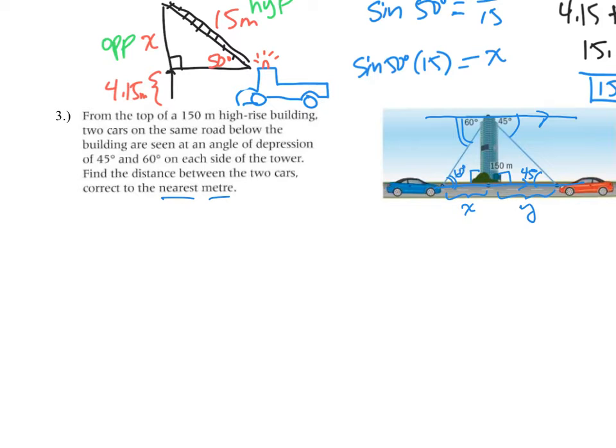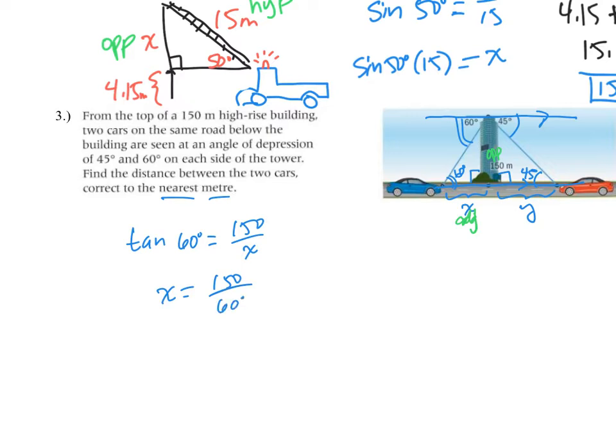So now, to find x, let's look at x. With respect to the 60-degree angle, the 150-meter tower is the opposite side, and x is the adjacent side. So opposite, adjacent, that's going to be tangent. So the tangent of that 60-degree angle is equal to 150 over x.